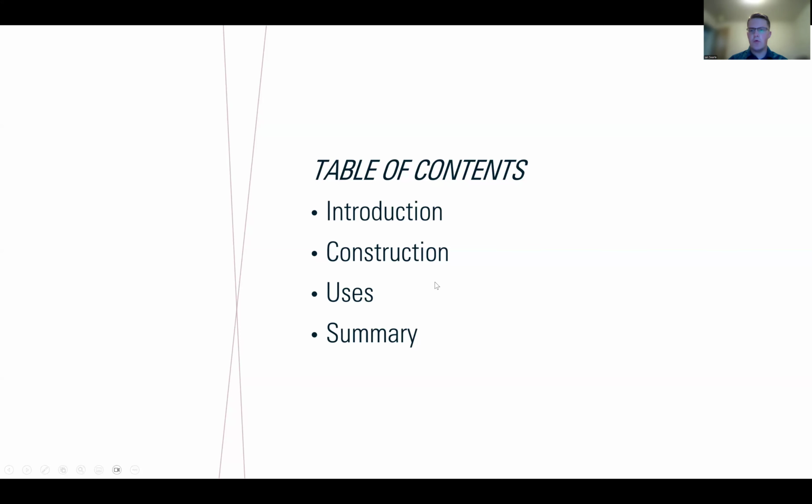We're going to go a little bit over what they are, how they work, how they're built and designed. Then we're going to go over a few popular uses, as well as a few other uses that are less common. And then we're going to review what we've learned.